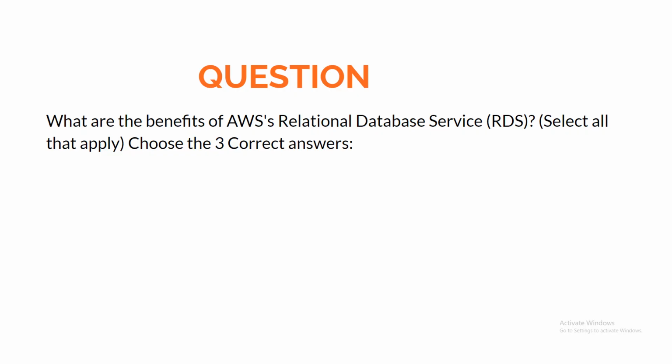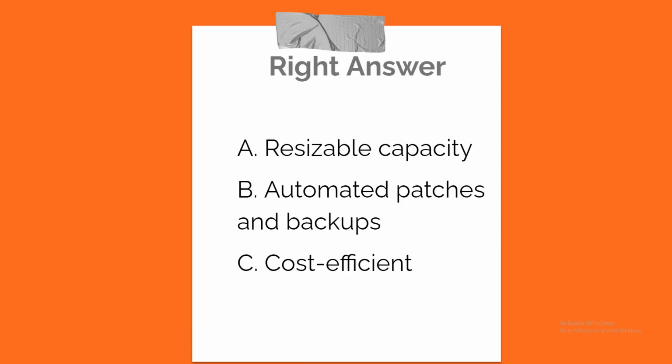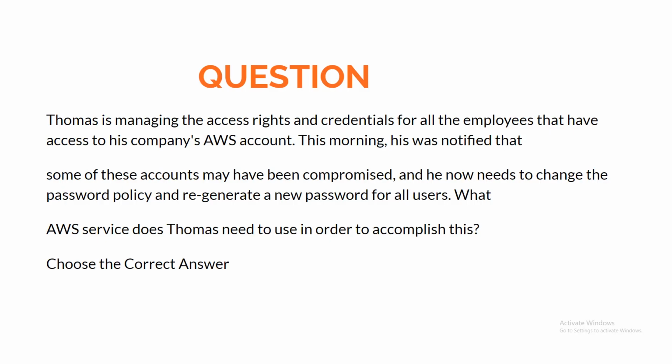Question. What are the benefits of AWS Relational Database Service, RDS? Select all that apply. Choose the 3 correct answers. A. Resizable capacity. B. Automated patches and backups. C. Cost efficient. D. None of the above. Answer. A. Resizable capacity. B. Automated patches and backups. C. Cost efficient.